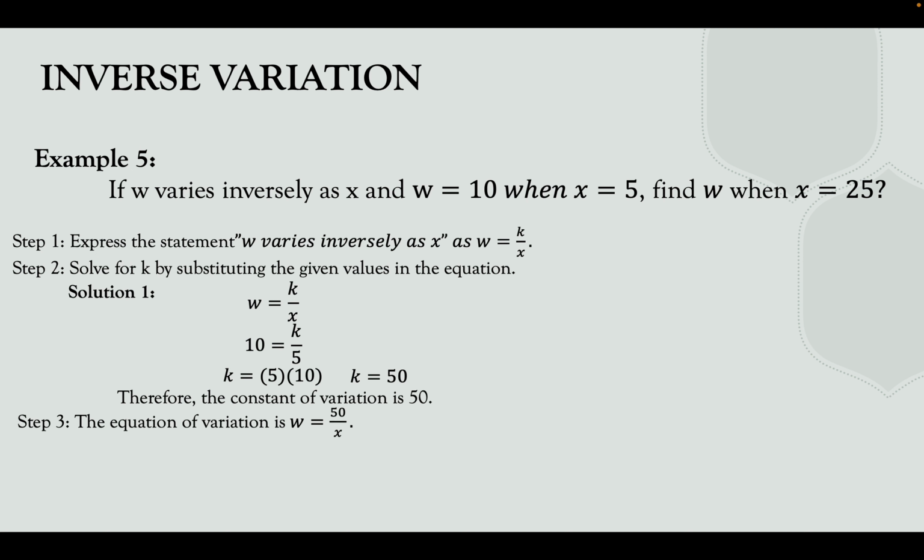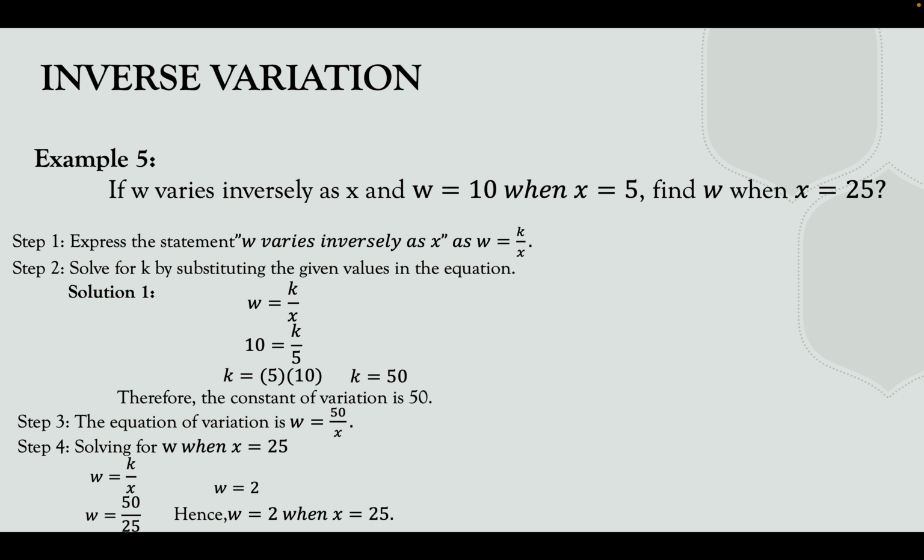Now, since we have the equation of variation, we will find the value of w when x equals 25. Substitute the value of 25, and you will get w equals 50 over 25. That means w is 2. Hence, w is 2 when x equals 25. That is solution 1.